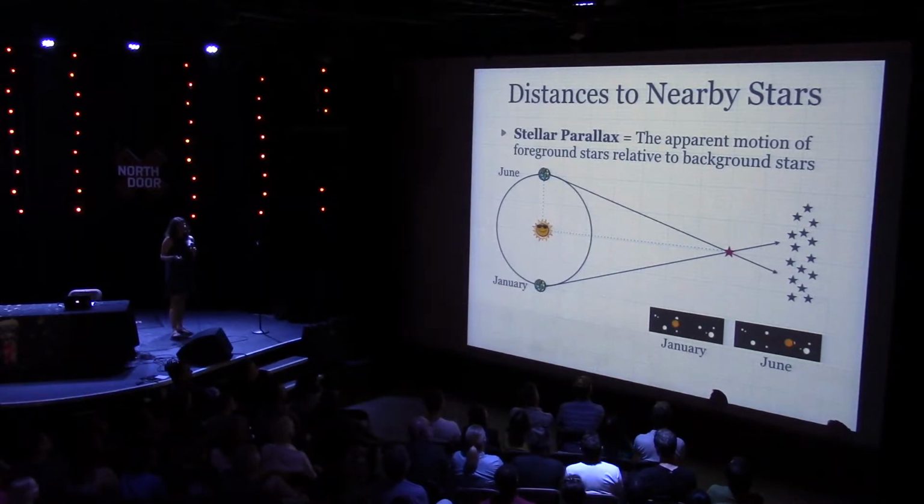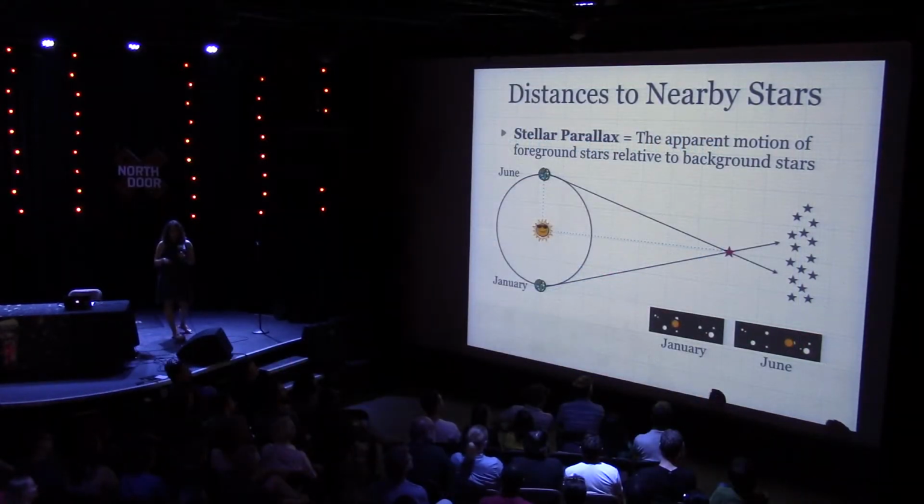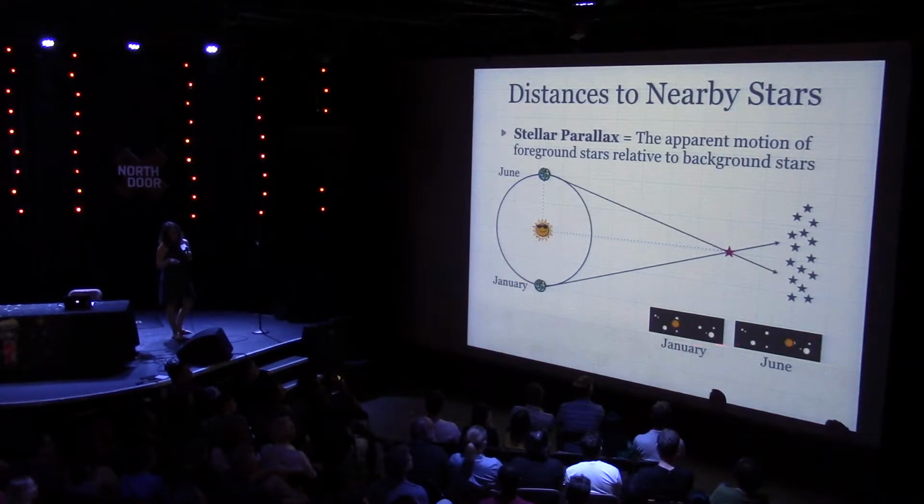So to get the distances to nearby stars, we said, okay, well, we don't really know how far away these stars are, and we don't really know how far away these background stars are, but we know how far we move every year. So if we can take a picture in January of this star over here and compare it to the background stars, and then we just wait 6 months, and we take another picture, we can see that that foreground star appeared to move. And we can measure the angular movement, the apparent movement, of that star, and we can figure out the distance to that star based on its angle right here.